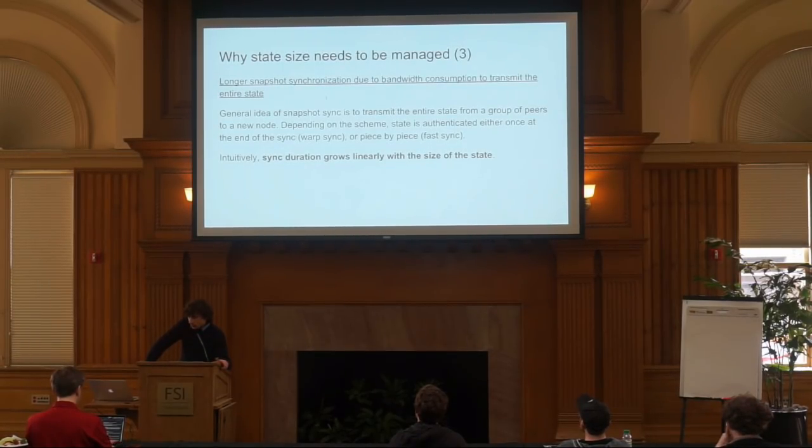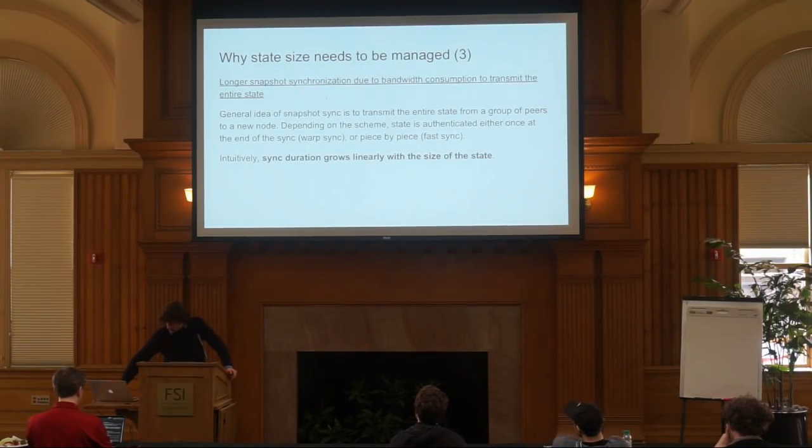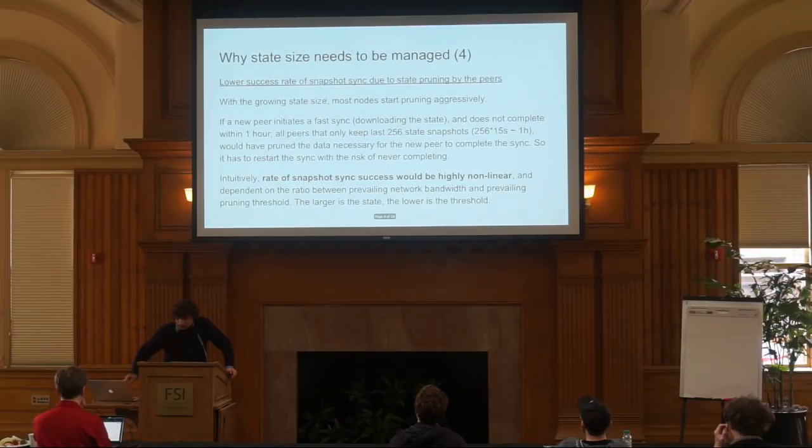And you can probably see that if the bandwidth doesn't grow that much, then the duration of the sync is linear in the size of the state. So you can see this is actually a bigger deal than the previous two, potentially. And then number 4, which is also very little known, but probably is known to some of the client developers, is that as the state size grows, more nodes start to more aggressively prune the state history.